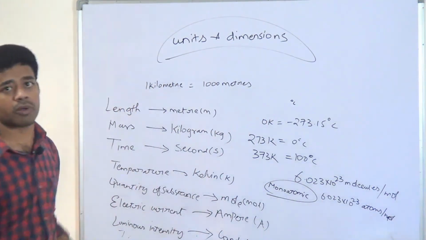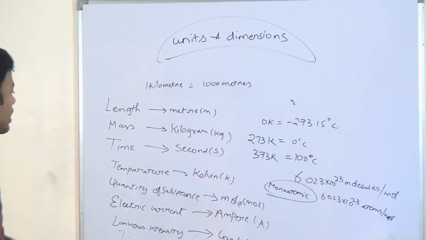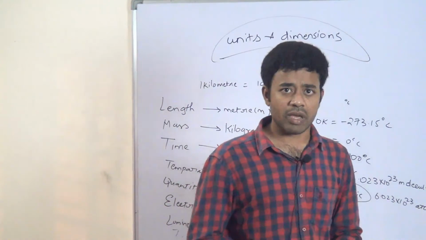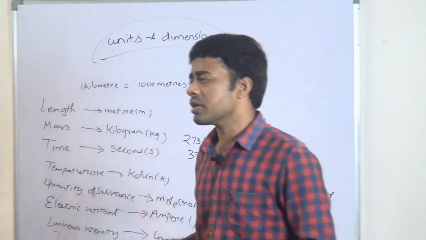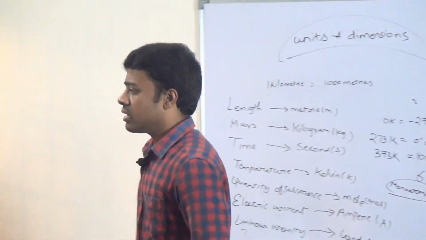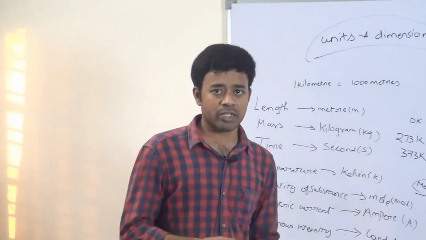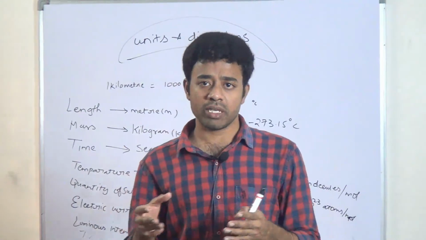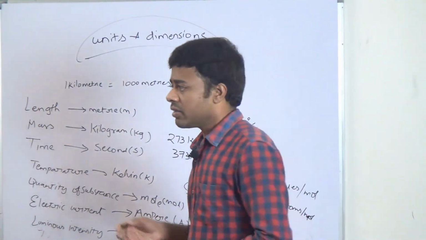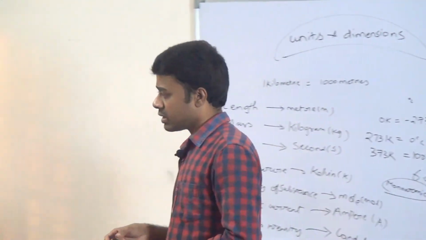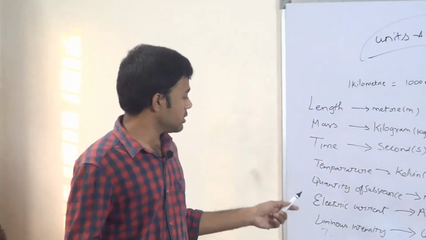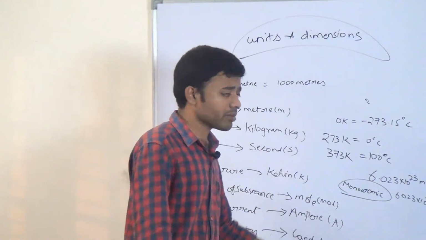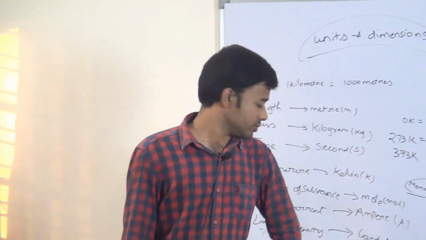We can write it as 6.023 into 10 to the power of 23 atoms per mole. Next we have electric current. Electric current is indicated in terms of amperes. These amperes can be written as, see here, if you have taken two wires which are parallel to each other, if the distance in between the two wires is 1 meter, and if it causes the force, here the amount of current is indicated in terms of amperes. It is indicated by capital A.